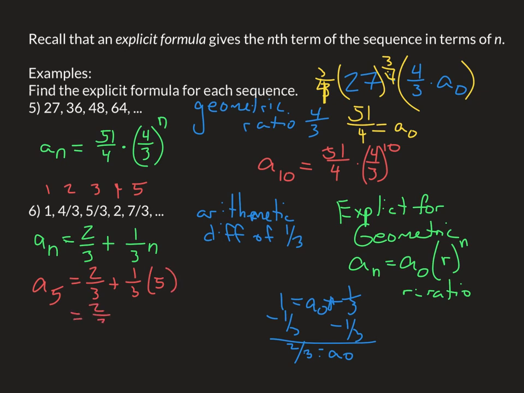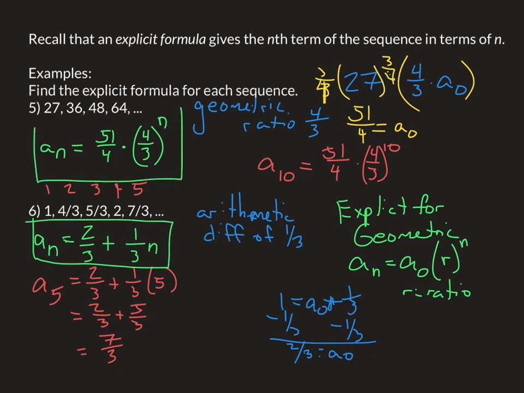Well, 1/3 times 5 is 5/3. And if we add them together, got the common denominator already, we get 7/3. So this formula checks out. Okay, so there is the explicit formula for number 6. Here's the explicit formula for number 5. Okay, that's your crash course on geometric and a review of arithmetic sequences. For now, we are done.